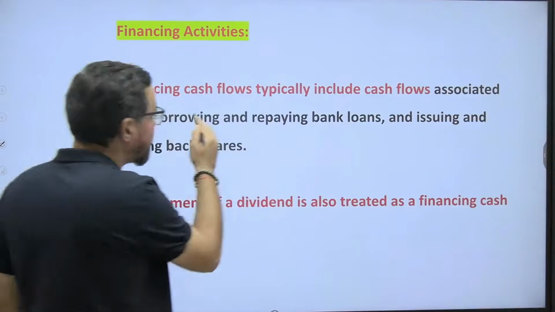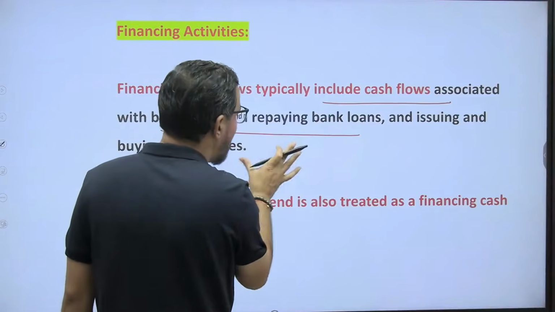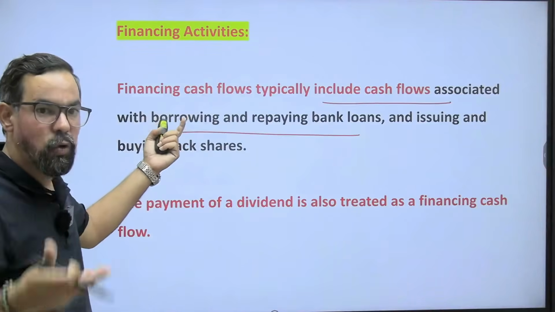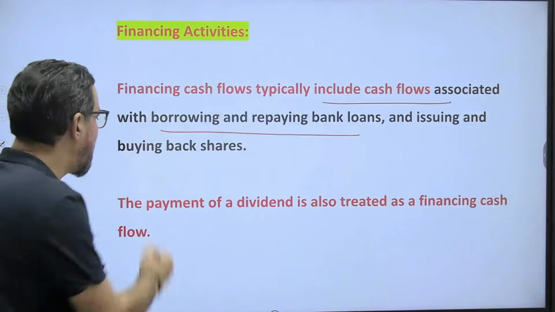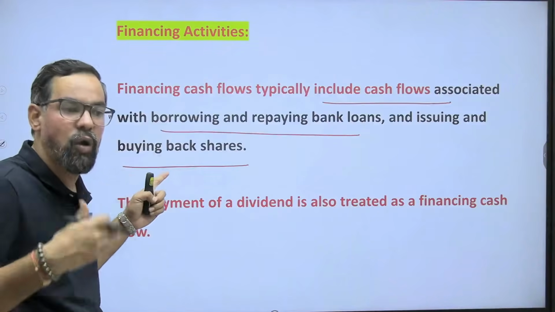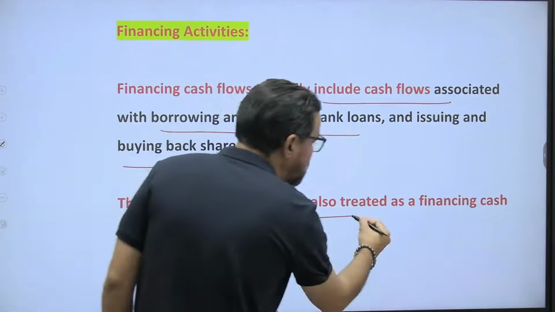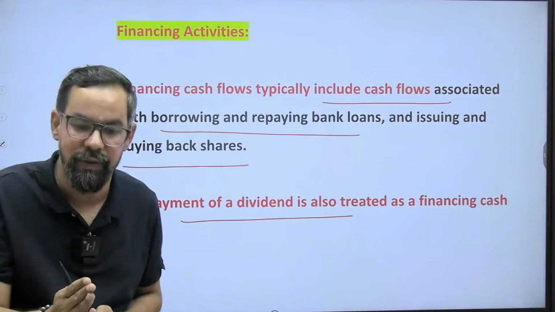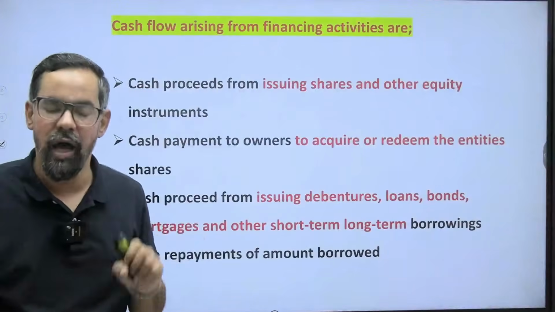So financing cash flow typically includes cash flow associated with borrowing and repaying of bank loans. If you are taking a loan, that is your inflow from financing activities. If you are repaying, outflow from financing activity. Issuing and buyback of shares: if you are issuing shares, financing activity inflow. If you are buying them back, obviously you have to pay the investors back, so that is outflow. The payment of dividend is also treated as financing activity. When you are receiving dividend, it is an operating activity. But when you are paying dividends as a company, that comes under financing activity.